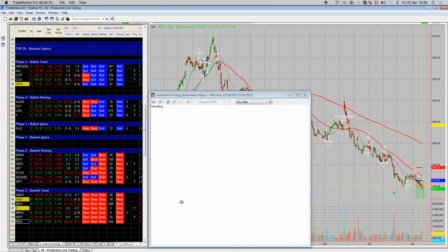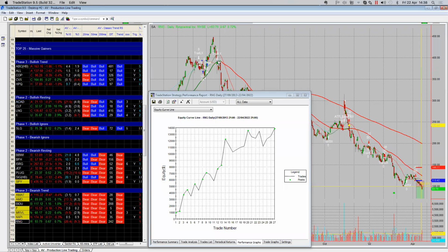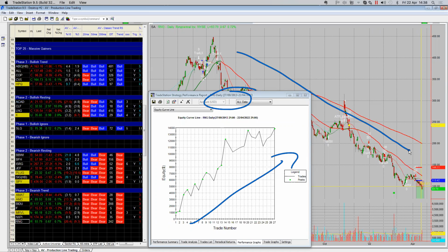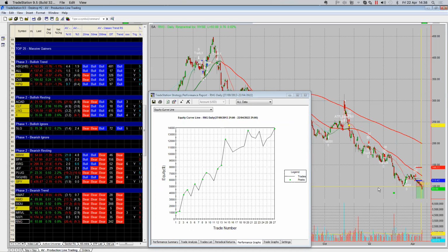So if we look at something like Ring Central, RNG, you can see that this has, again, a very steady equity curve over a 10-year history in this case. And you've got a lovely sellable rally in a downtrend. Again, just the opposite. Sell the trending rally, sell the rally in a downtrend. So it's moving down. It's moving favorably. It's making some money. It's just gone through $100.